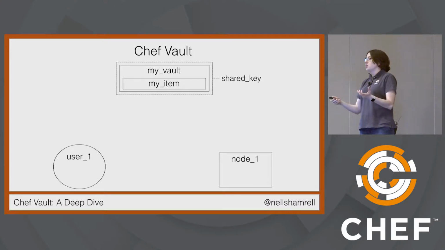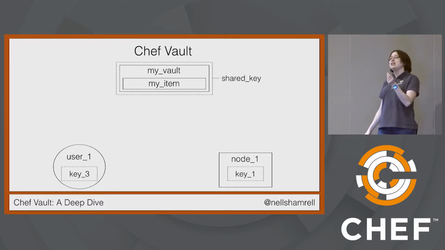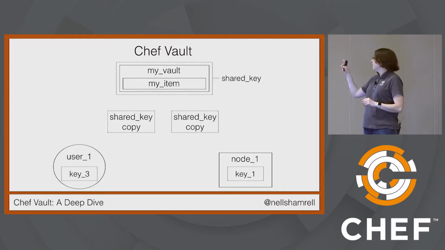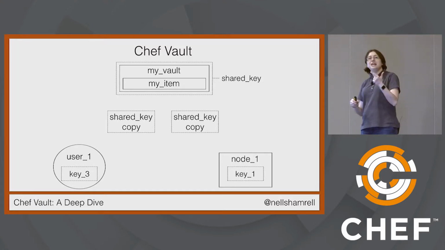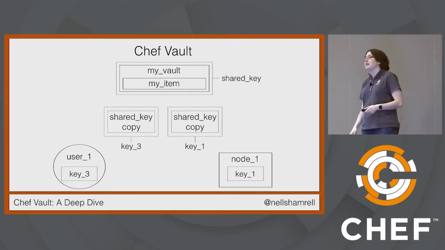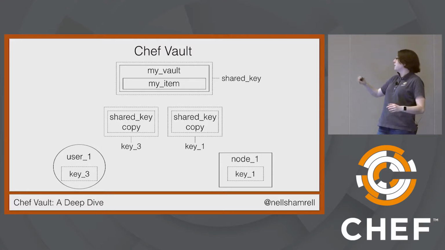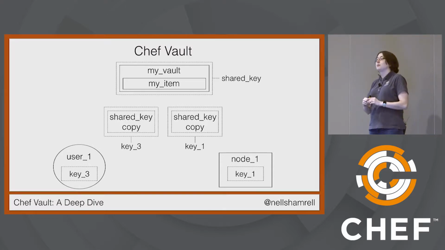So let's say that vault is on a Chef server and we have a user account and a node that need to be able to access that vault. Well, remember, each user account and each node has their own RSA key pair associated with them. So what Chef Vault will do is it'll make a copy of that shared key for each user and each node that is authorized to access it. Then it encrypts that shared key with the key that is particular to the user and the key that is particular to the node. So if we have one user and one node, we're going to have two copies of that shared key, and each one is going to be encrypted by that entity's specific key pair.